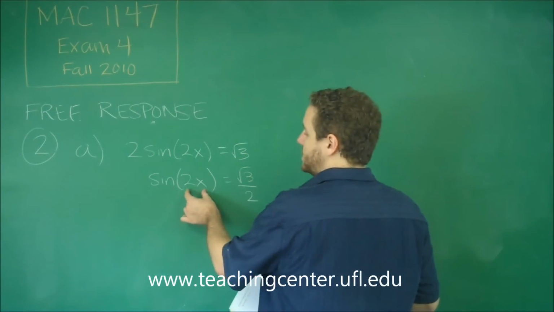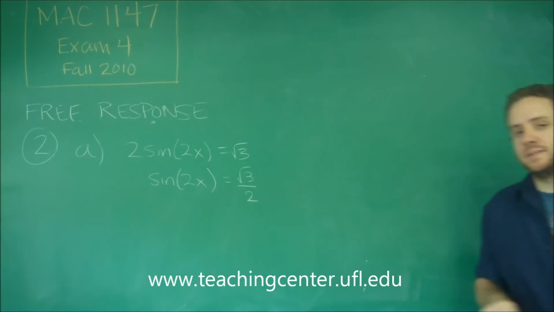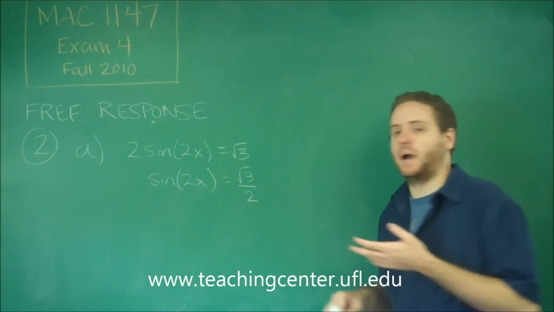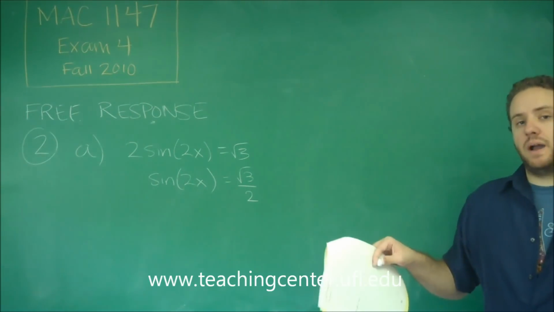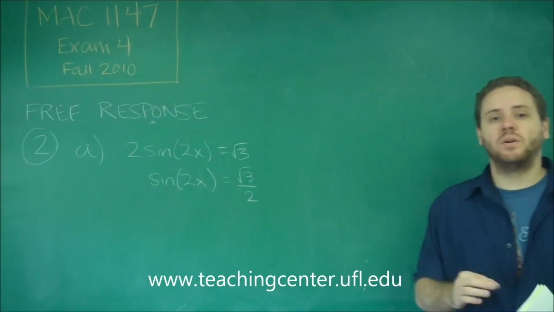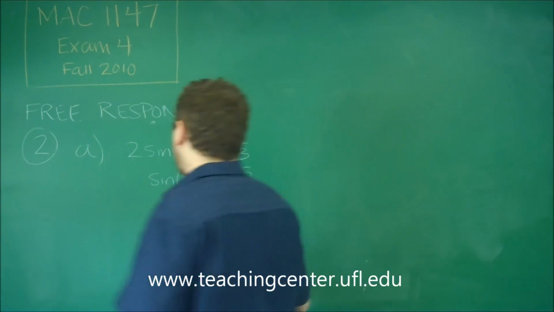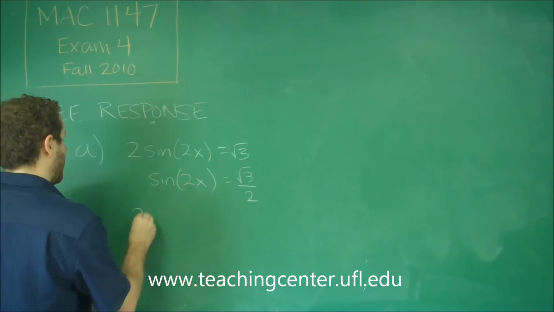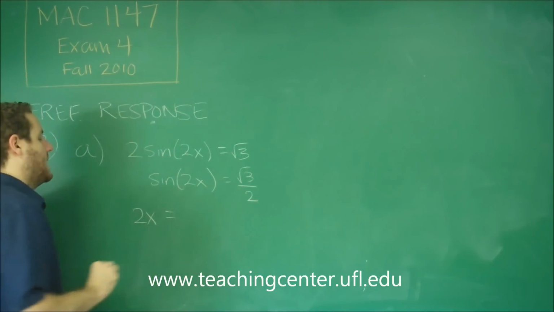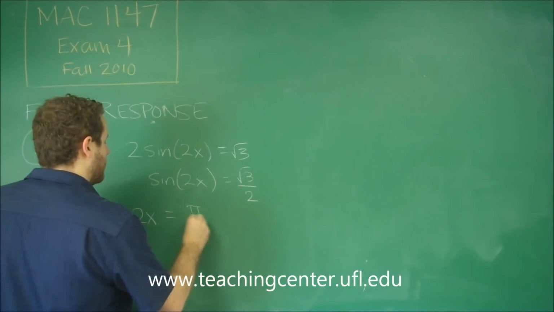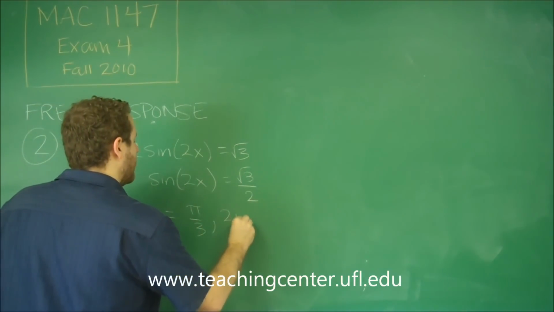So what's important to note about this one is that we have a sine of 2x, not sine of x. If this was just sine of x, it would be pi over 3 and 2 pi over 3 because it's first and second quadrants where sine is positive. However, that's not the case here because we have a 2x in there. So we know that 2x has to be equal to our normal angles that would give us root 3 over 2. Like I just mentioned, pi over 3, 2 pi over 3.